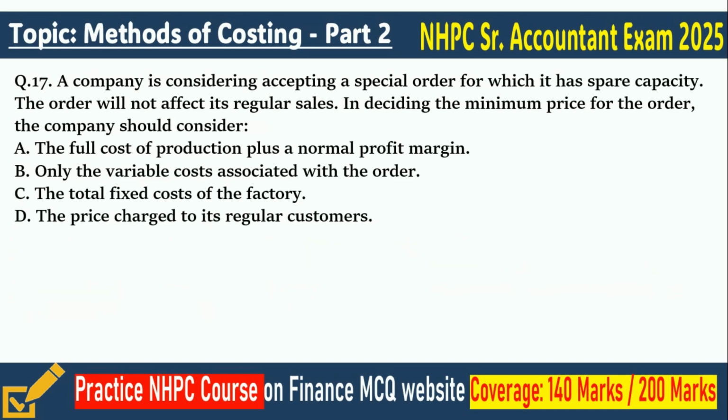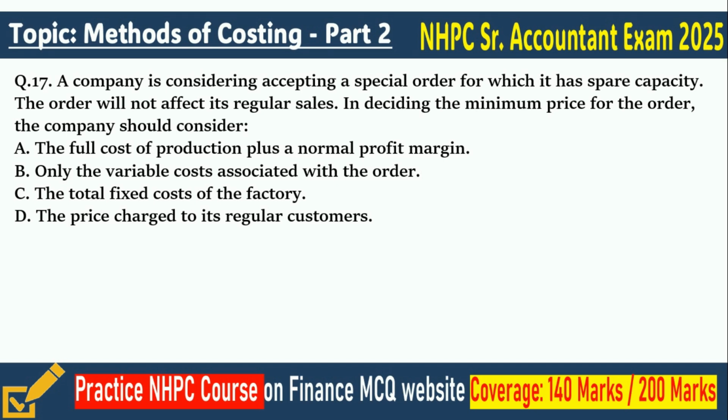Friends, a company is considering accepting a special order for which it has spare capacity. Order will not affect its regular sales. In deciding the minimum price for the order, the company should consider option A, the full cost of production plus a normal profit margin. Option B, only the variable cost associated with the order. Option C, the total fixed cost of the factory. Option D, the price charged to its regular customers. So friends, a tricky one. Pause the video, think over it.